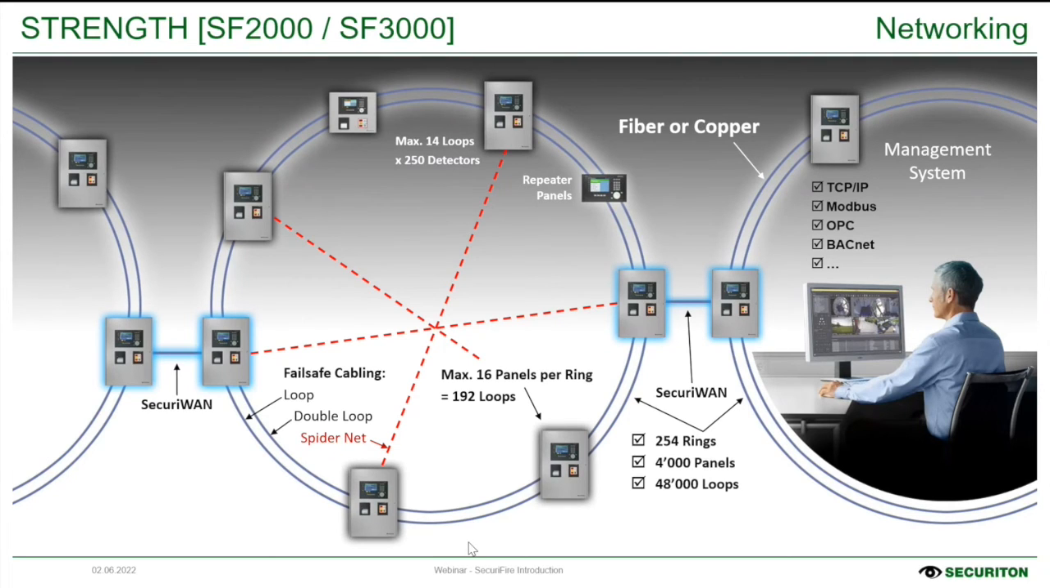If this is not enough and you need a bigger network, you could even add up to 254 such SecuriLANs in a bigger network, which is called SecuriWAN. This could then be controlled by one main panel, I would say, via a management system over TCP/IP, Modbus, OPC, BACnet, with, as you see, over 4,000 panels within your installation and 48,000 loops.